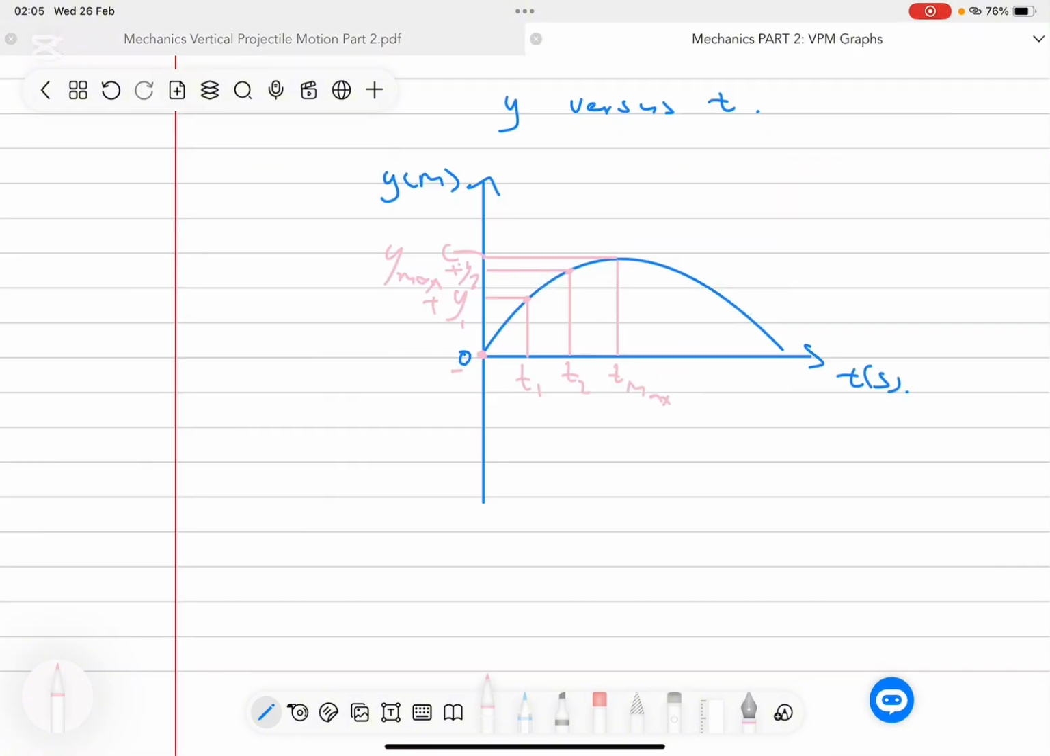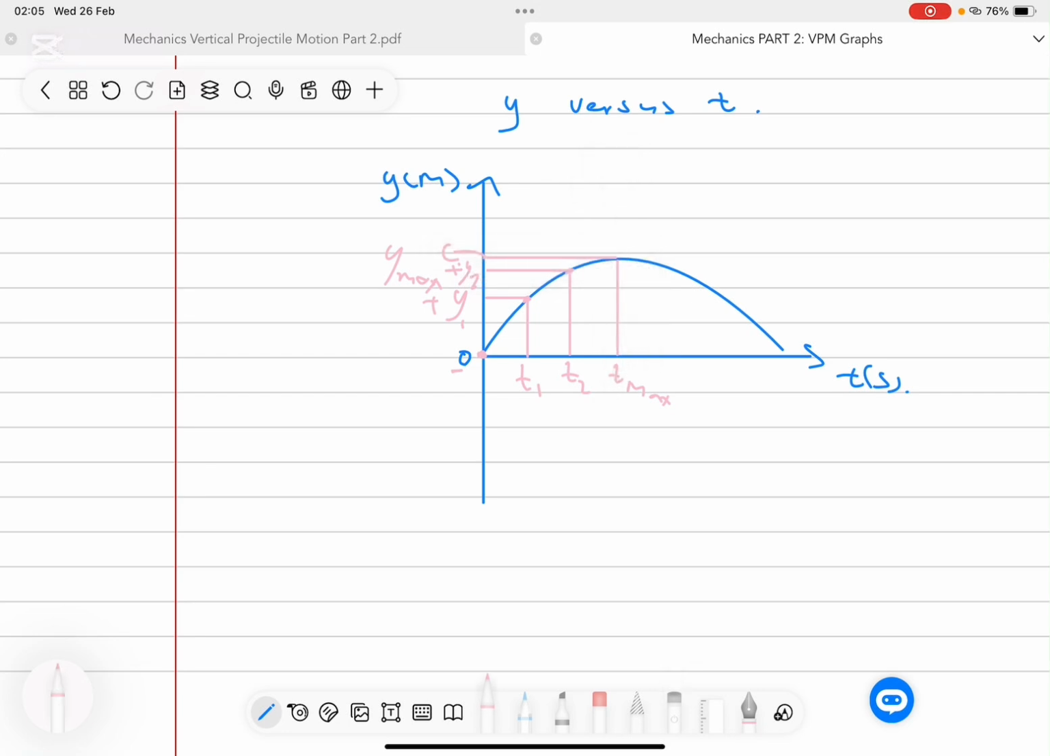Because I can see that after this height, after this time, when we go to the next time, the height that we get is actually below. So that means this is the maximum height. There is no other height above this one. We don't have a graph here.